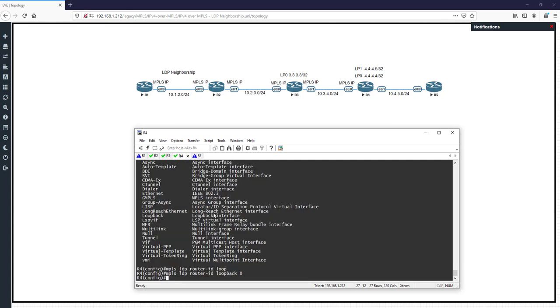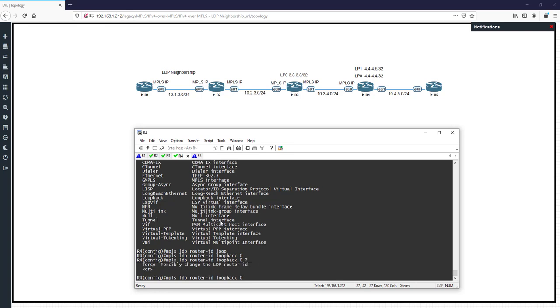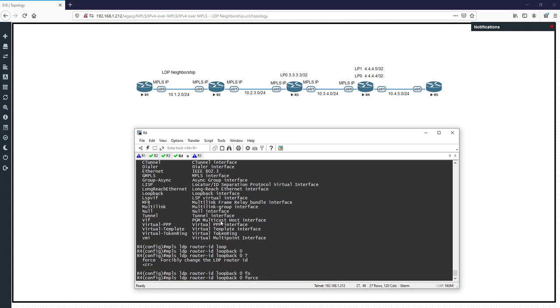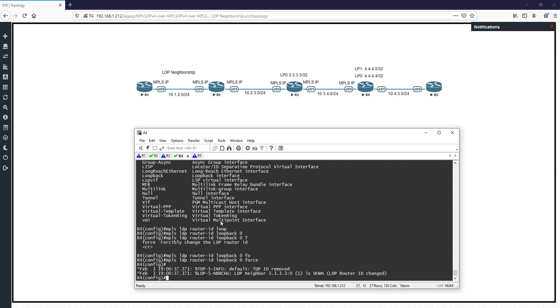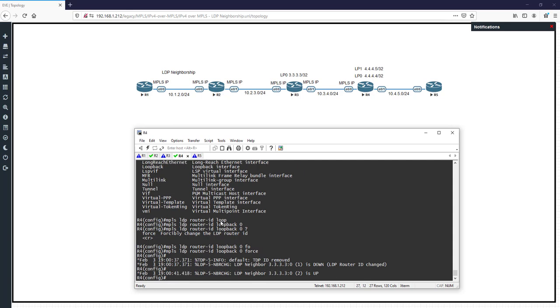Why? Because the router ID is now chosen, and no change occurs until restarting the router or disabling MPLS and enabling MPLS again. But you can use this command, mpls ldp router-id loopback 0, and use force. If you use force, it forcibly changes the LDP router ID at this time. I use force. You can see the neighborship goes to the down state, and again the neighborship is now in the up state.